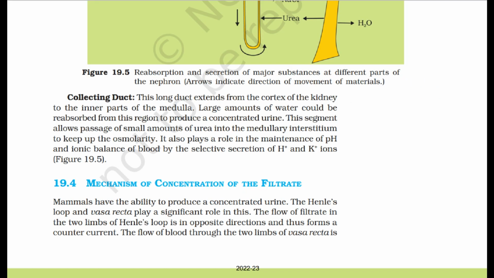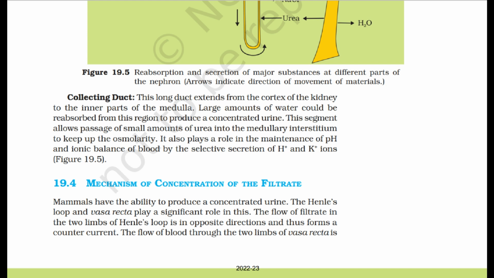Collecting duct. This long duct extends from the cortex of the kidney to the inner parts of the medulla. Large amounts of water could be reabsorbed from this region to produce a concentrated urine. This segment allows passage of small amounts of urea into the medullary interstitium to keep up the osmolarity. It also plays a role in the maintenance of pH and ionic balance of blood by the selective secretion of H+ and K+ ions.